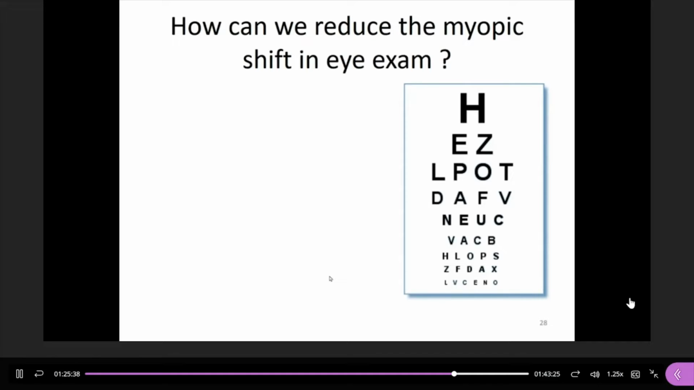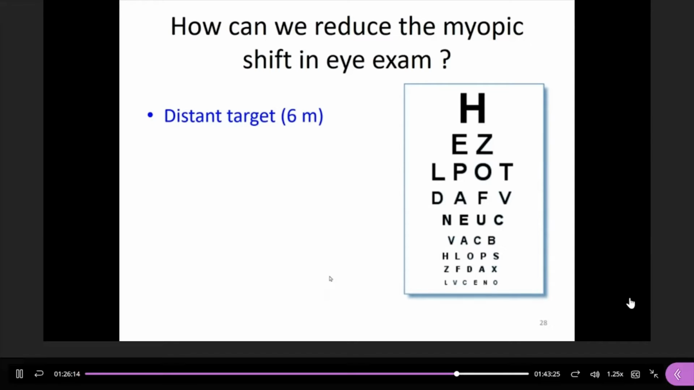Therefore, there are several approaches that we use to minimize this. The first one is that we will present the target, usually the visual acuity chart, at distance. That's why when you attend an eye examination in a clinic, or even in other optical shops, you will see that usually they mount the target at distance, maybe at 6 meters, so that you can control the accommodation a little bit better.